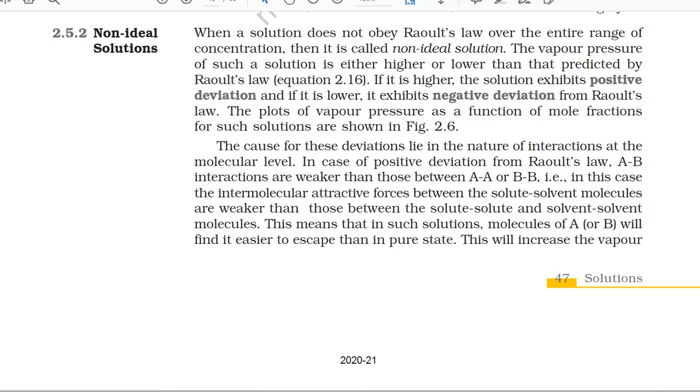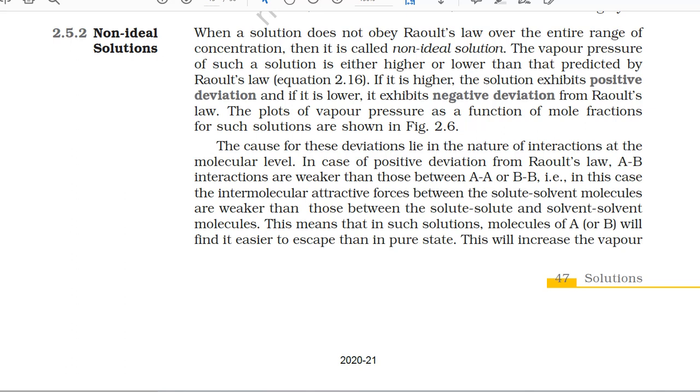(2.5.2) Non-ideal solutions. When a solution does not obey Raoult's law over the entire range of concentration, then it is called non-ideal solution. The vapor pressure of such a solution is either higher or lower than that predicted by Raoult's law (equation 2.16). If it is higher, the solution exhibits positive deviation, and if it is lower, it exhibits negative deviation from Raoult's law. The plots of vapor pressure as a function of mole fractions for such solutions are shown in figure 2.6.